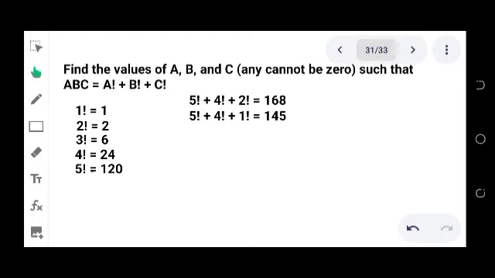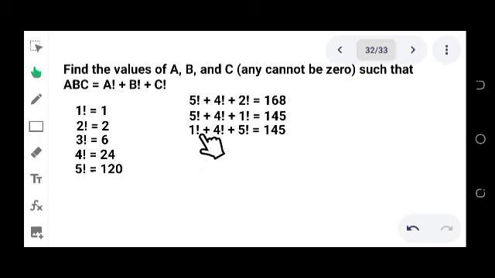Now, for 5 factorial plus 4 factorial plus 1 factorial, the sum is 145. If we form these into digits, this is 541, which at first look is not equal to 145. But remember, addition is commutative, so if we rearrange the addends, we will still get the same sum. That means 1 factorial plus 4 factorial plus 5 factorial will still give the same sum as 5 factorial plus 4 factorial plus 1 factorial, which is equal to 145.